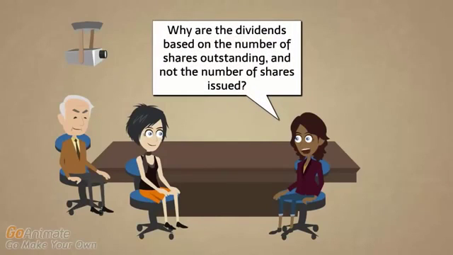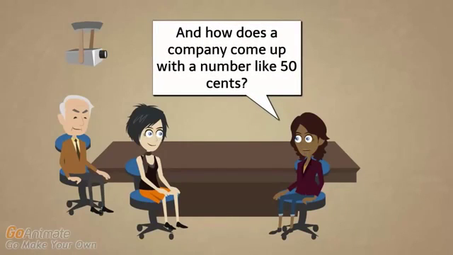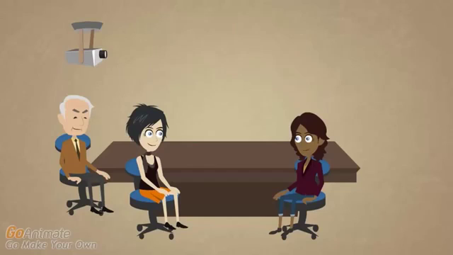Why are the dividends based on the number of shares outstanding and not the number of shares issued? And how does a company come up with a number like 50 cents? Shares outstanding are the shares held by the public, whereas shares issued, remember, is shares outstanding plus the shares held in treasury, owned by the company. It doesn't make sense for the company to pay itself dividends as an owner. So we ignore the treasury shares and we just pay the dividends to shares outstanding.